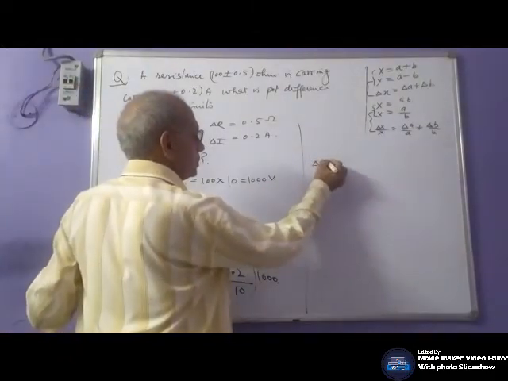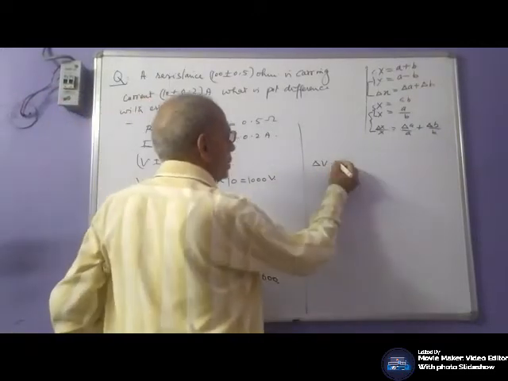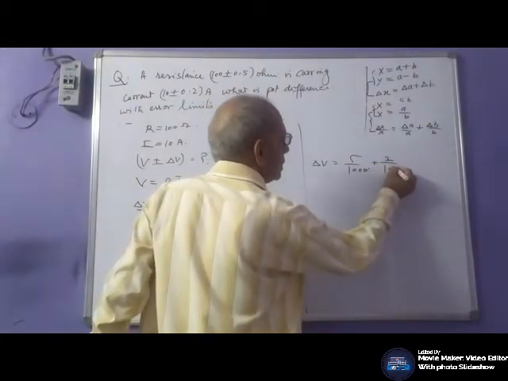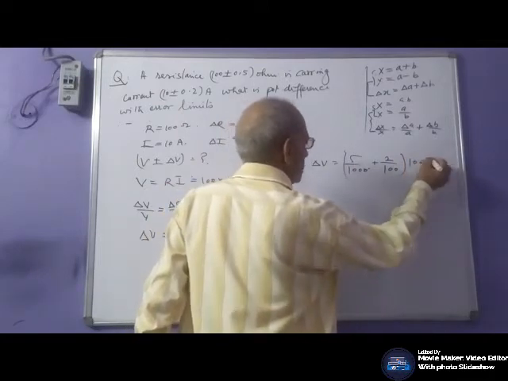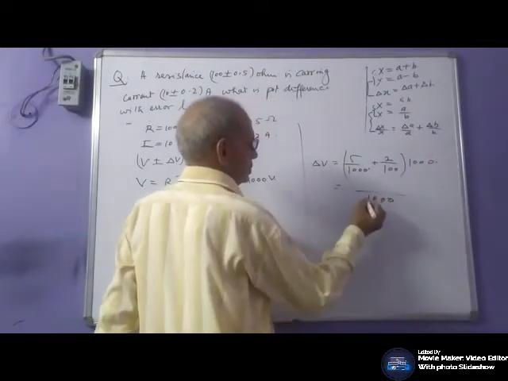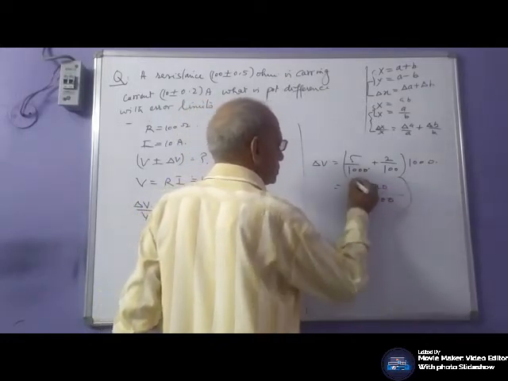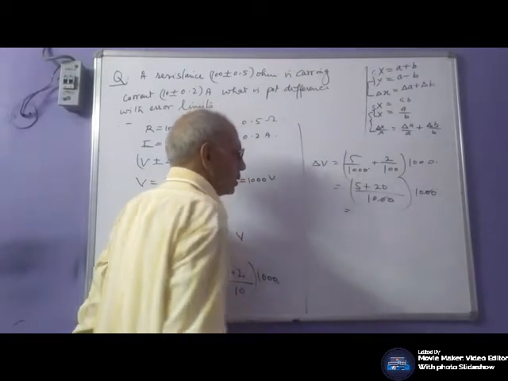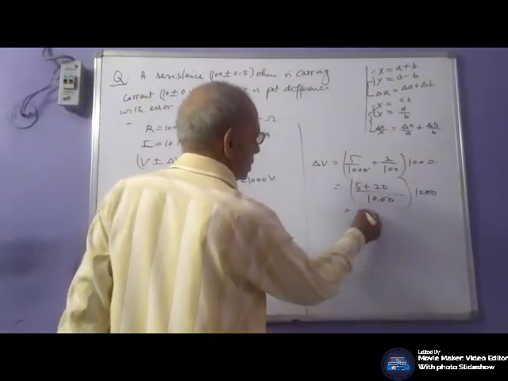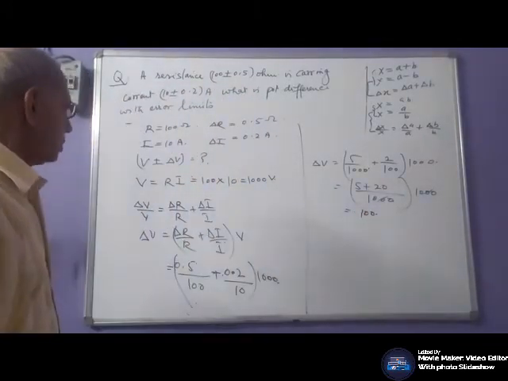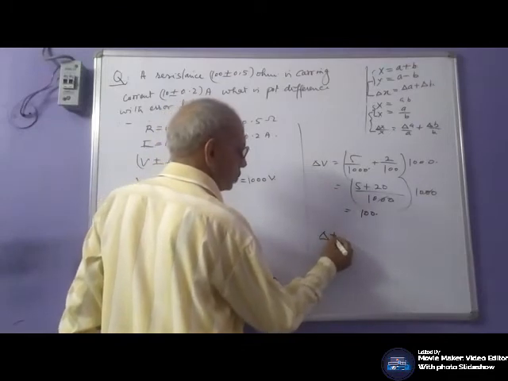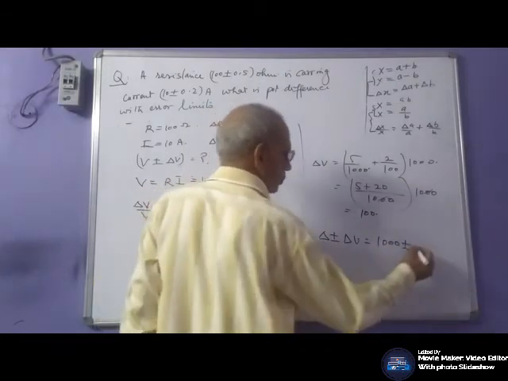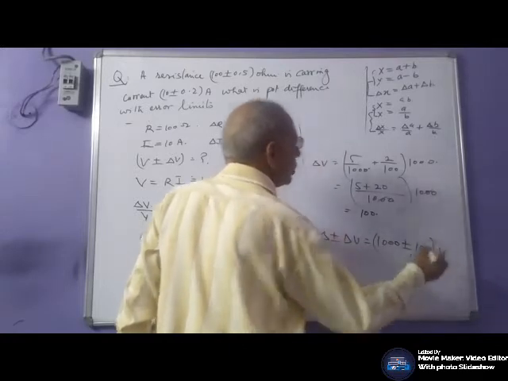Delta V is 5 by 1000, plus 2 by 100, into 1000. LCM 1000, 5 plus 20 into 1000, this is 100. So V plus minus delta V is 1000 plus minus 100 volt.